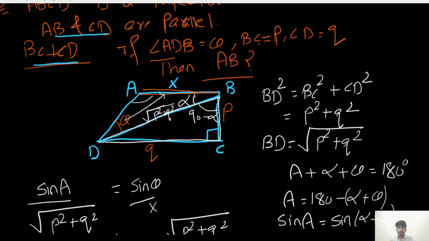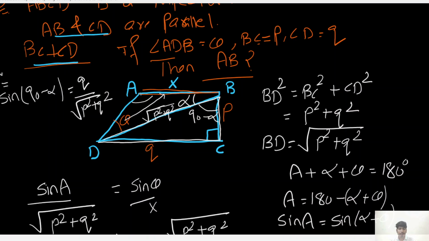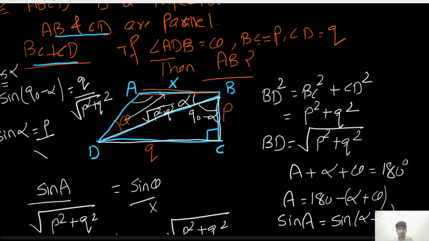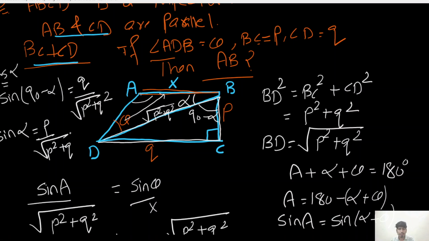Okay students, then see in the diagram, this angle is 90 minus alpha. Then we find the value of cos alpha. Sine of 90 minus alpha is also equal to cos alpha, so cos alpha is Q upon under the root of P square plus Q square. Similarly, sine alpha is cos of 90 minus alpha, which is P upon under the root of P square plus Q square.